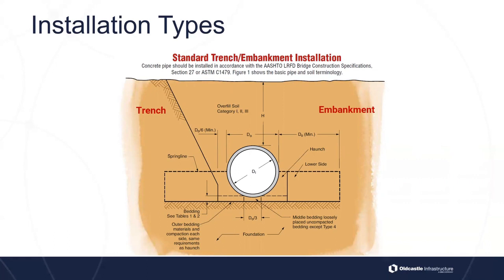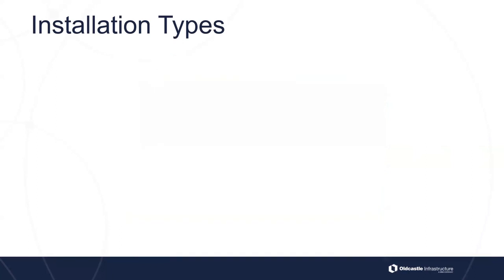You've got your haunch area there. Underneath the spring line to the bottom of the pipe, you've got your bedding material underneath the pipe that's loosely placed and uncompacted so that the pipe can settle in and bed in there around it. So that's what we've got there. Now, the two different types of installations are trench and embankment.